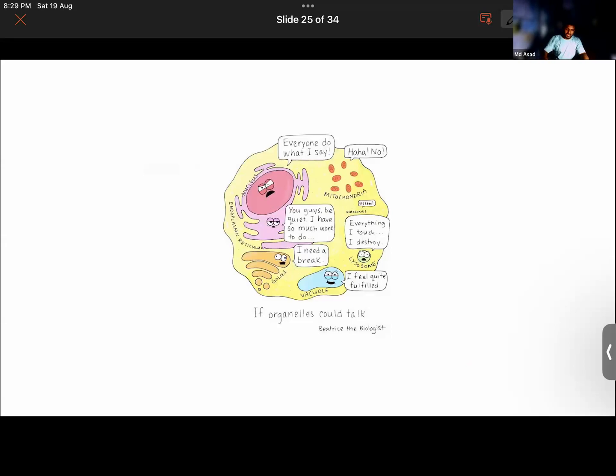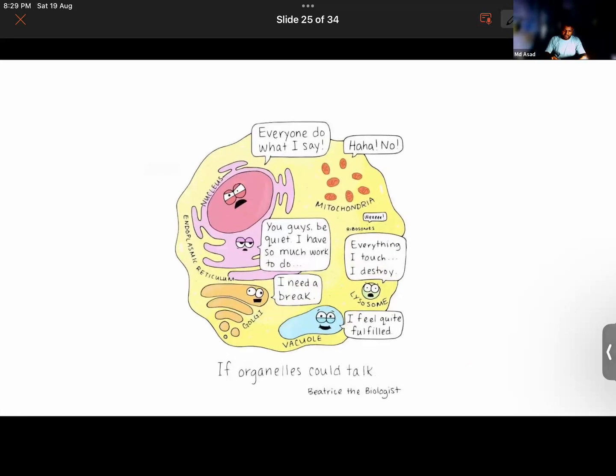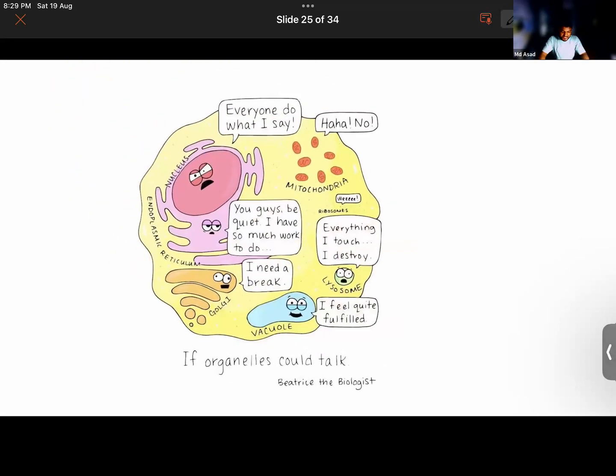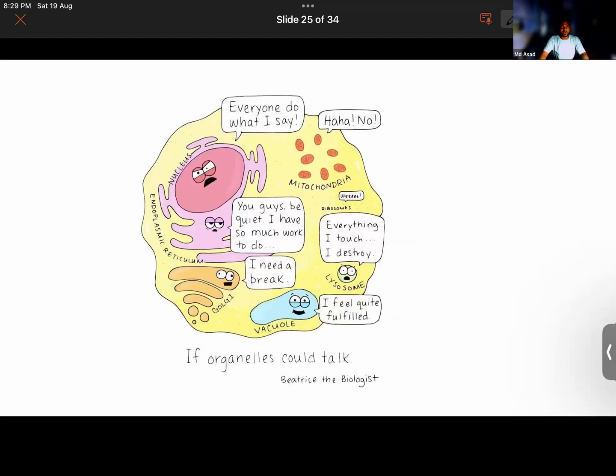Now I have got an interesting diagram here for you guys. Let's see if we get to understand a few things from here. See here, this red one, that is the nucleus, looking very angry. He says that everyone has to do what I say. This nucleus is telling all the other organelles to follow my commands, because the nucleus, we know, is the brain house of the cell. It will command every action.